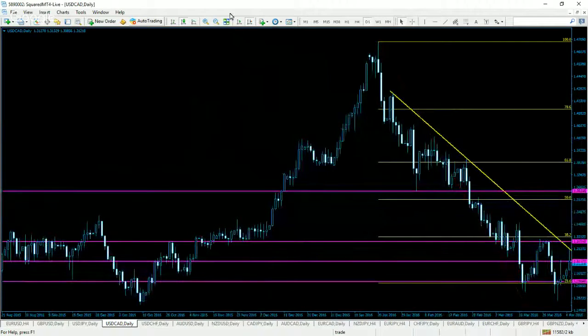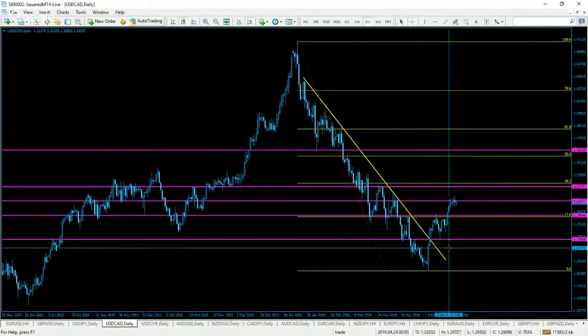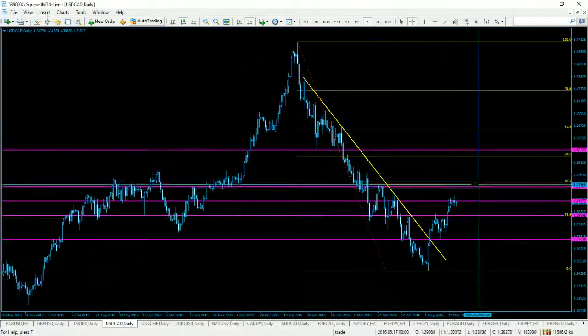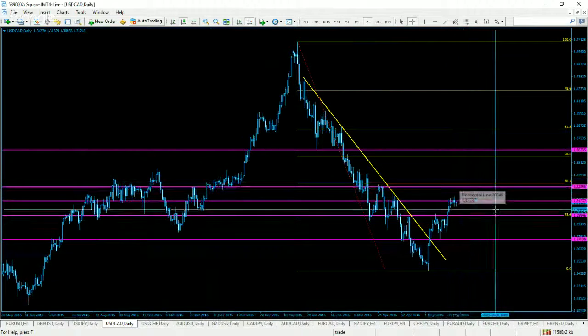Now, we also have some pattern structure here with a potential head and shoulders setting up. So if we do trade up into that region and get a reversal, then it is likely that that confirms what could be this bearish head and shoulders.